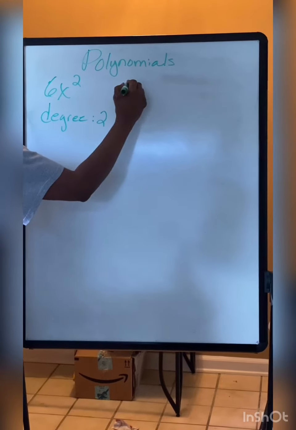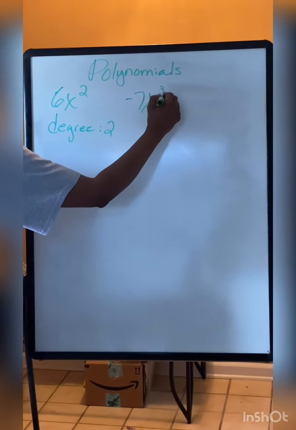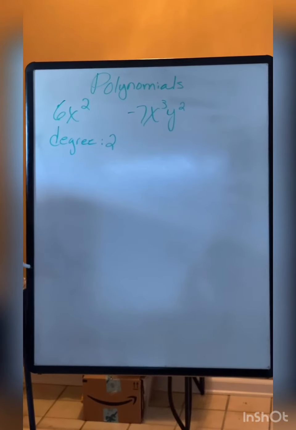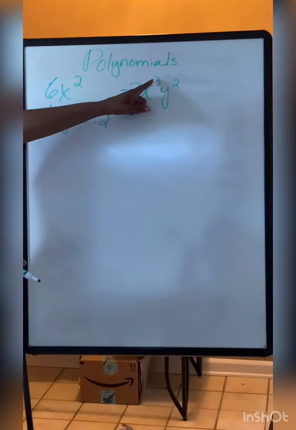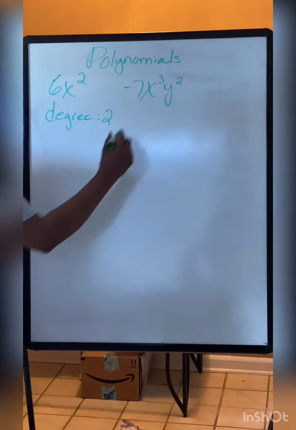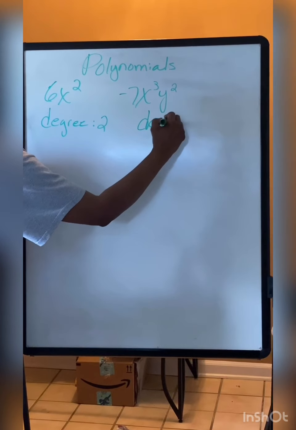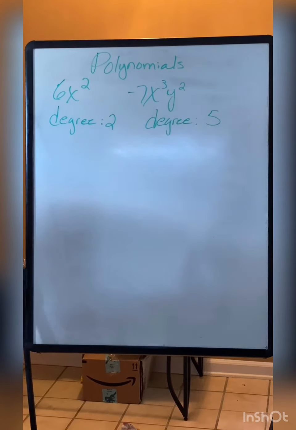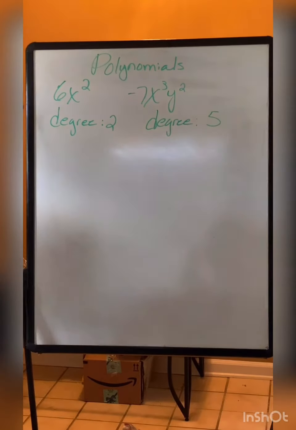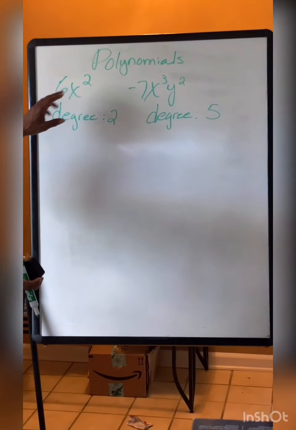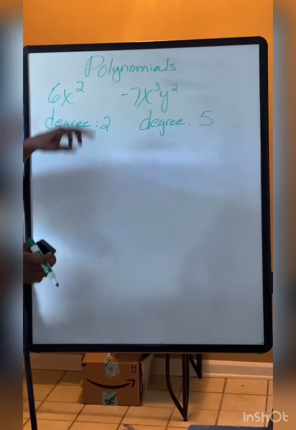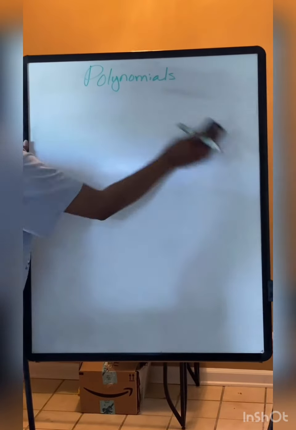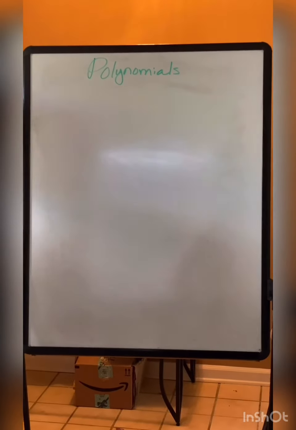If I had negative 7x to the 3rd, y to the 2nd, well, that is one term. To get the degree, I'm going to add these exponents. So the degree for this particular monomial is 5. It has degree 5, okay? So to find the degree of just a monomial, it is the sum of the exponents. So let's see what happens when I have a polynomial.